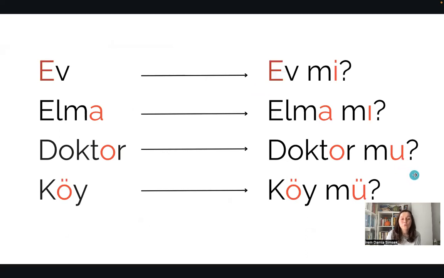Doktor mu. Or köy. Köy means village. So is that a village? Köy mü. Let's repeat them together.